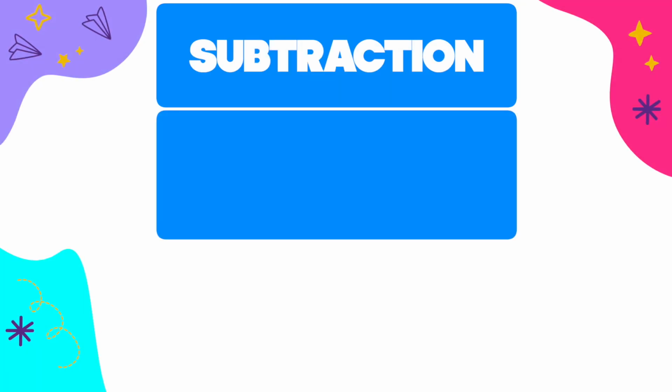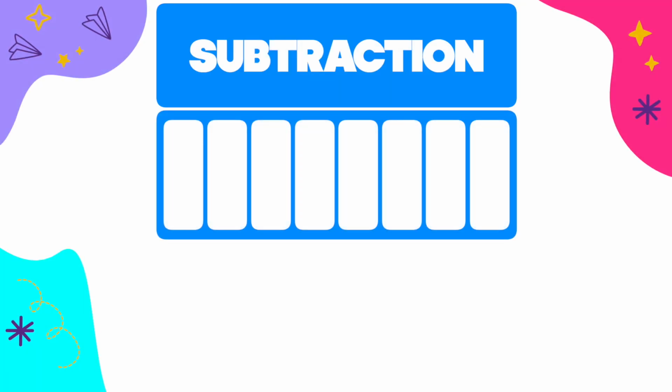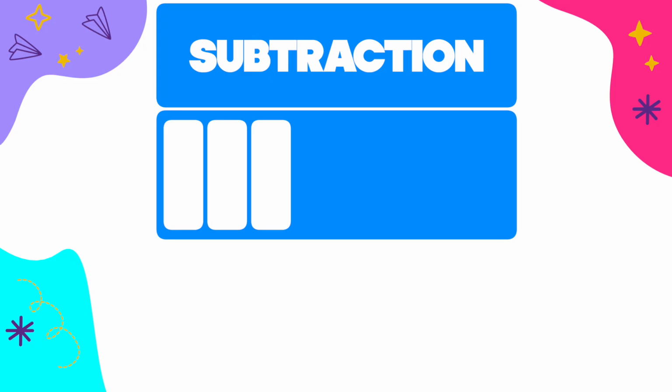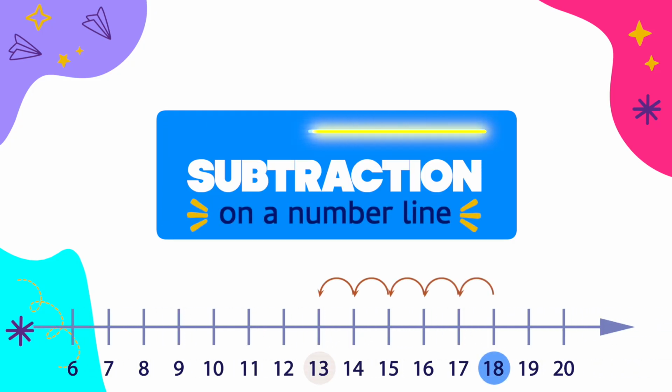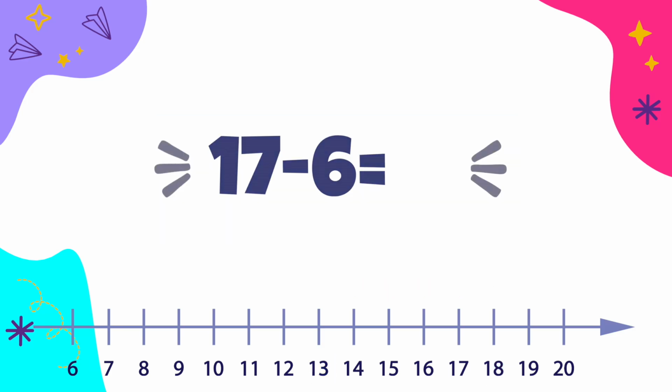What is subtraction? Subtraction means taking away. When we subtract on a number line, we move backward or to the left. Let's solve 17 minus 6.